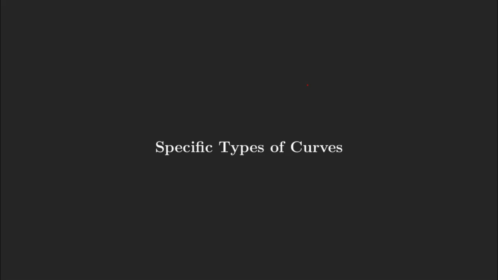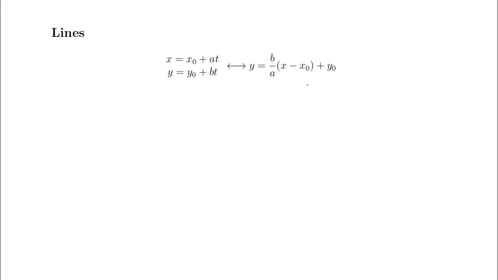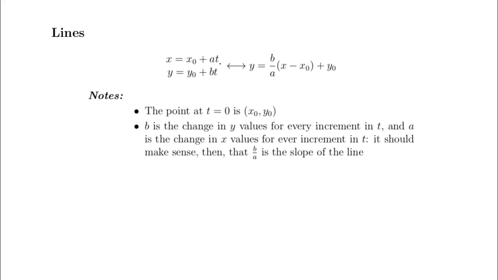Let's think of some specific types of curves that we're going to start recognizing here. Linear functions are pretty easy to notice. Let me just jump right into it. We'll notice that we have some point here, x naught, y naught. That's these initial values, and that's literally the point that we start at when t is equal to 0, right? So this is just a starting point on our parametric curve, but on our line, it's just a point.